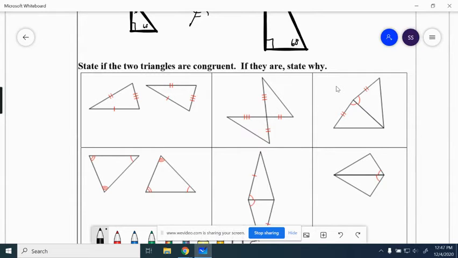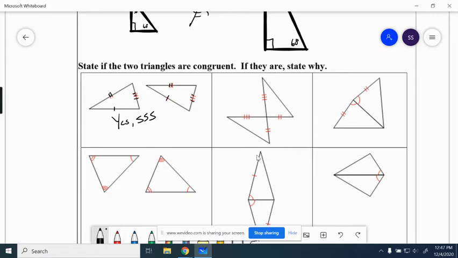Okay, first one we have here is side, side, side. We look at the second triangle, we've got side, side, and side. So yes, these are congruent because of the side, side, side. Okay, next one.